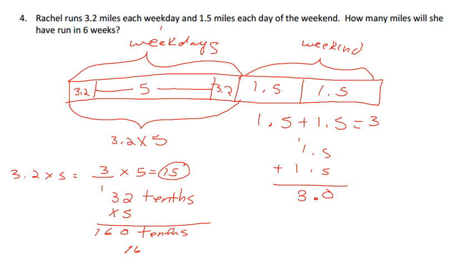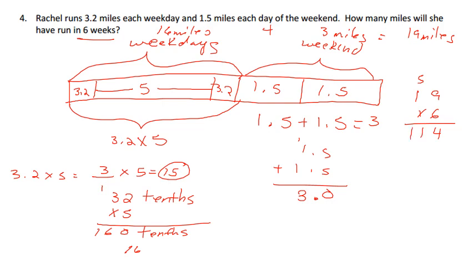So during the weekdays, she runs a total of 16 miles. And during the weekend, she runs 3 miles. So for the whole week, if I add those two together, that's going to be 19 miles. But they want to know how much she runs in 6 weeks. So now I've got 19 miles times 6. 6 times 9 is 54. 6 times 1 is 6, and 5 would be 11. So she would run 114 miles.